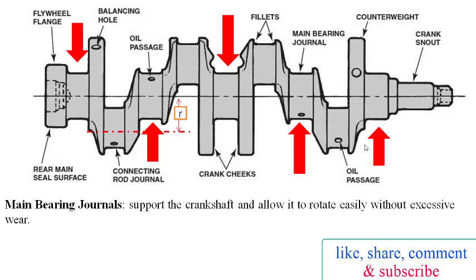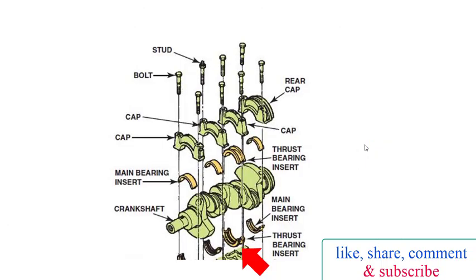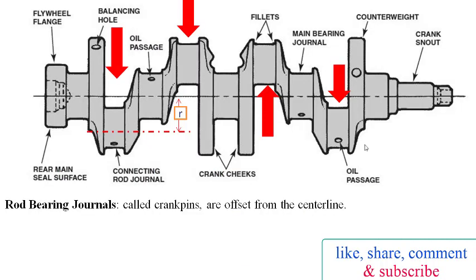Thrust loads are forces that push and pull the crankshaft forward and rearward in the engine block. A thrust bearing supports the load and maintains the front to rear position of the crankshaft in the engine block. The rod bearing journal or connecting rod journal is also called the crank pin, which is offset from the crank center line. Insert type bearings fit between the big end of the connecting rod and the crank pin.